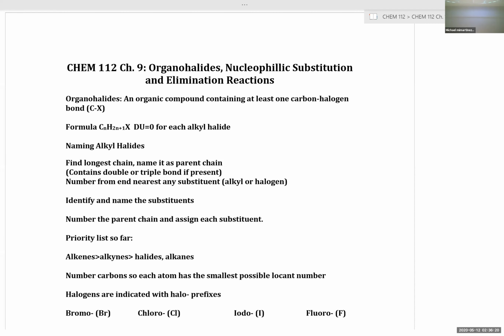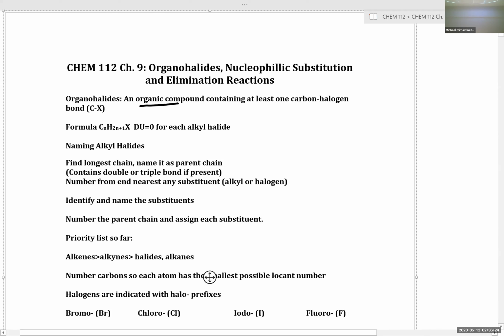Okay, so let's get started talking about organohalides. They're an organic compound containing at least one carbon-halogen bond. Now, the degree of unsaturation is 0 for each alkyl halide. The halide just simply replaces a hydrogen.